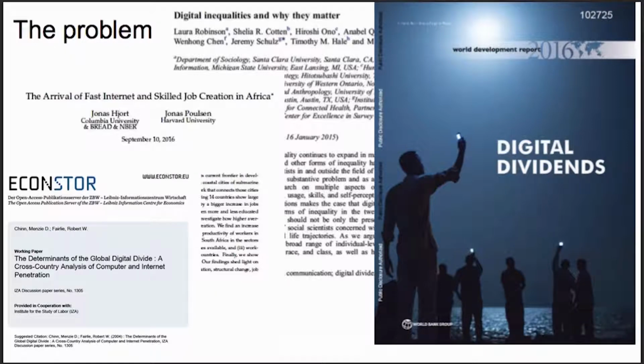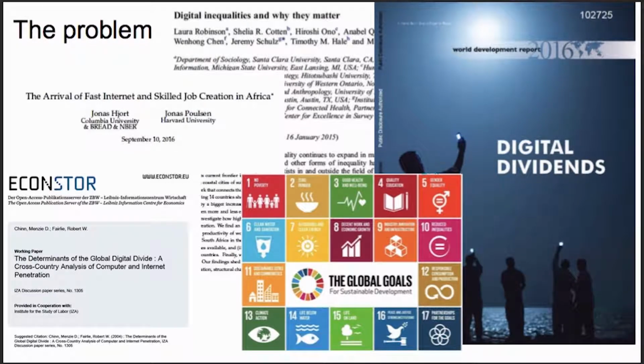This is a sufficiently important topic that this was the subject of the World Bank's annual World Development Report in 2016. And the United Nations Sustainable Development Goals have chosen as one of its indicators for tracking progress towards these goals the rate of internet adoption around the world. So this is something that's pretty important to try to understand.